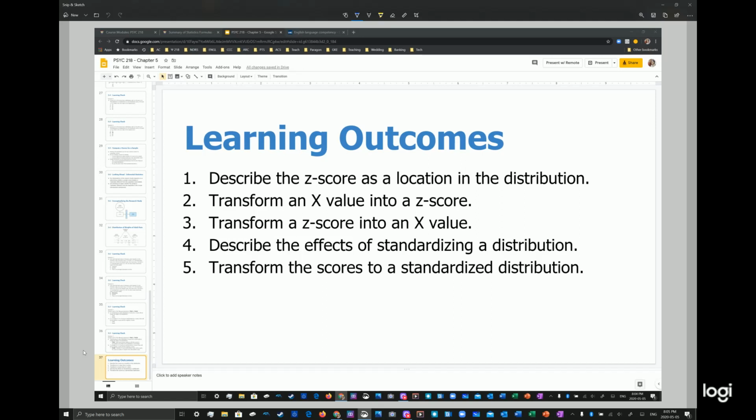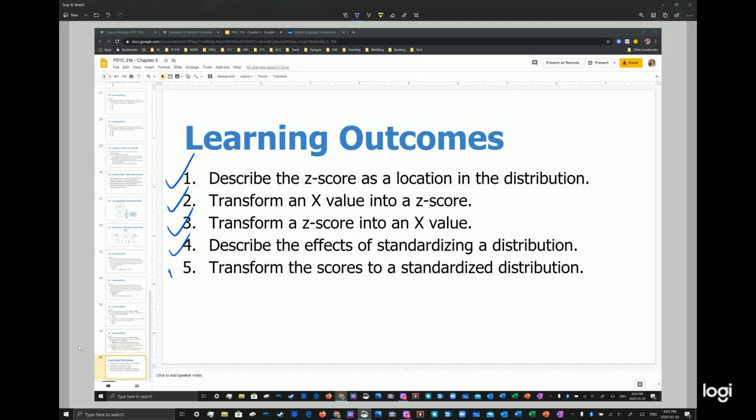So having completed this video, this set of slides and instructions and guides, you have achieved the following outcomes. 1, you're able to describe the z-score as a location in distribution and say what the definition of a z-score is. You'll be able to transform x values into z-scores. You'll be able to change the z-scores into x values, which lets you do 2 things. 1, describe the effects of standardizing a distribution, where you don't change the shape of the distribution, but you relabel the scores from x's into z's. And being able to change x's into z's and z's back into x's, so to speak.